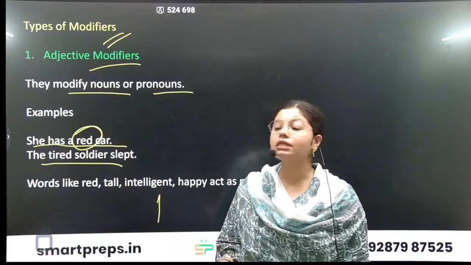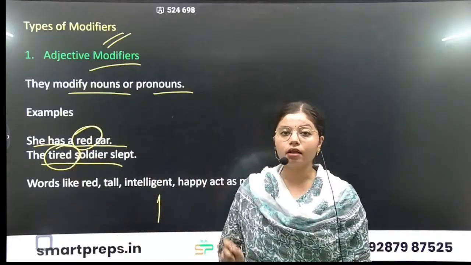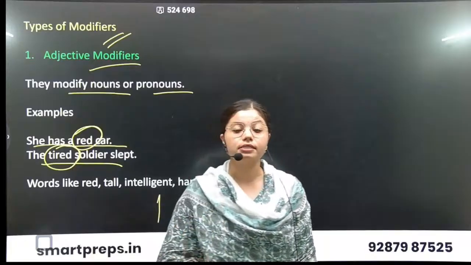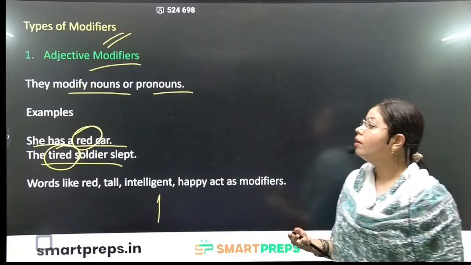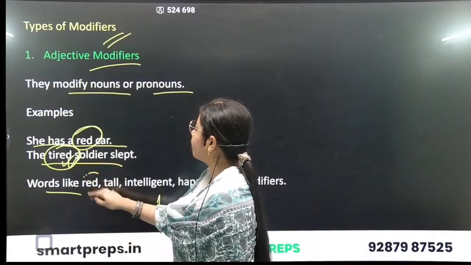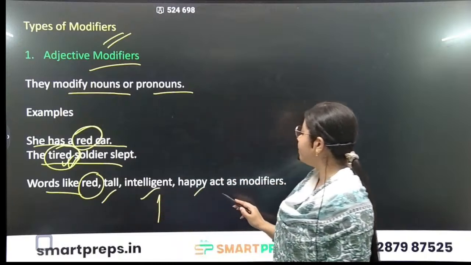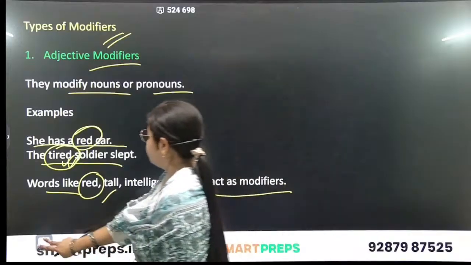The soldier was tired. Okay, it means the car is red in color, the soldier was tired. This is a modification, an emphasis, information we provide. So words like red, tall, intelligent, happy act as modifiers in a sentence.